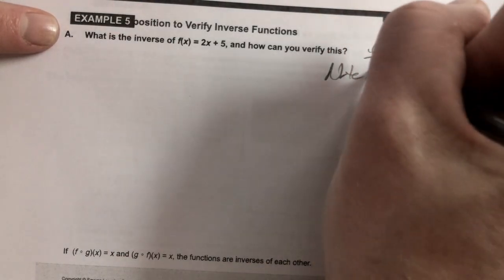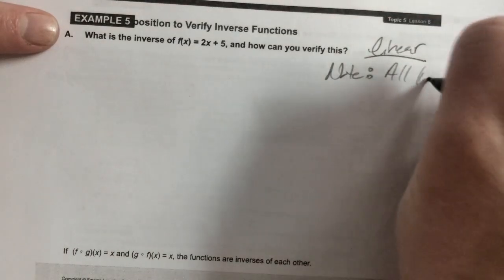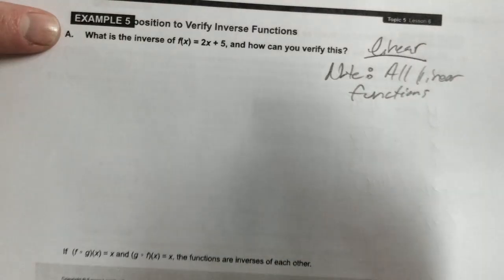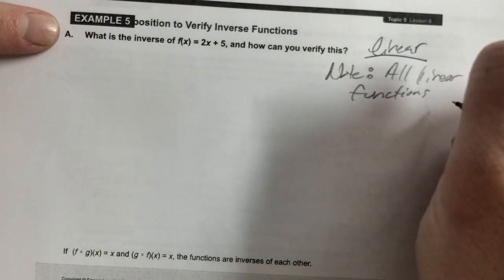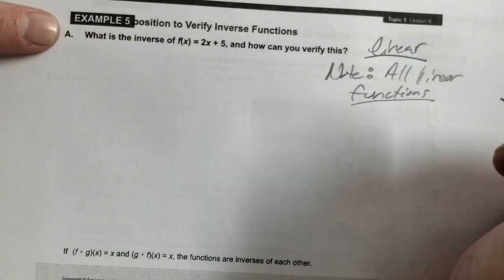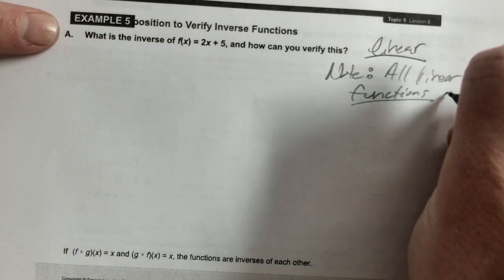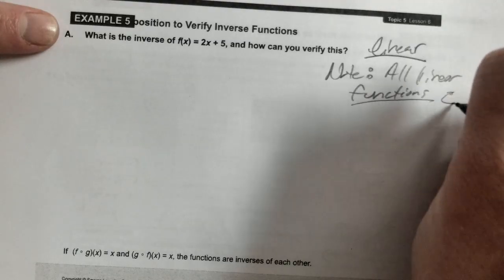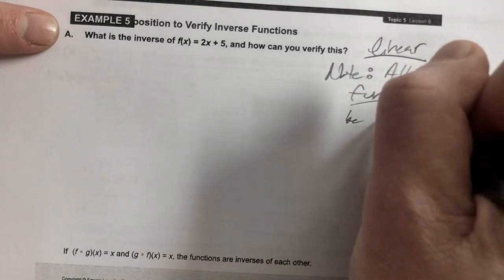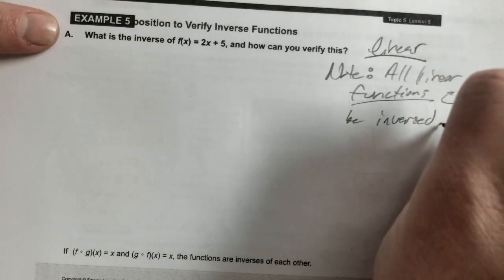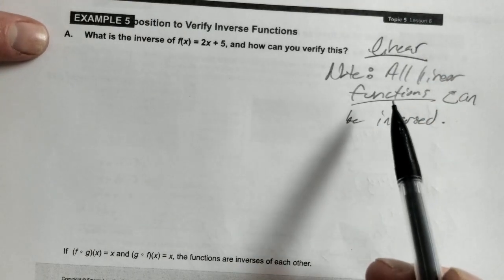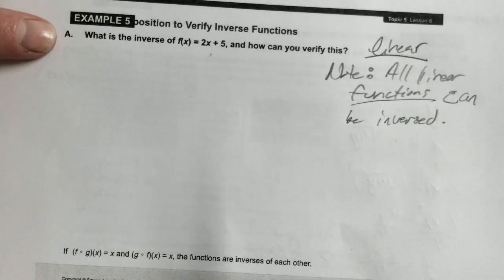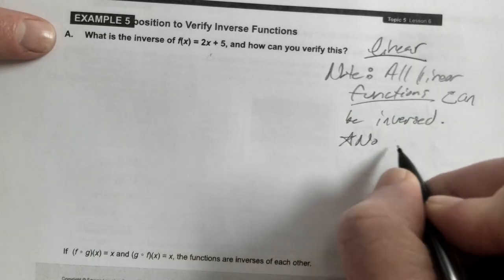Note, all linear functions, I want to be clear, functions can be inversed. That's a dumb way of writing it. It's not mathematical at all. We can always find the inverse of a linear function. There are no restrictions. Here, we're going to say that. There are no restrictions.